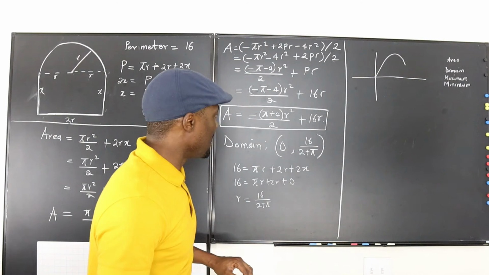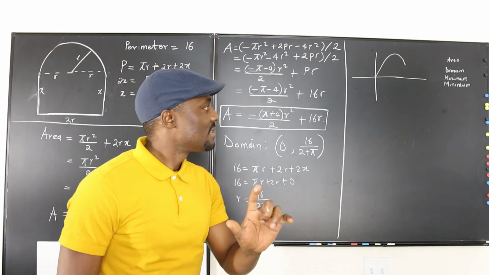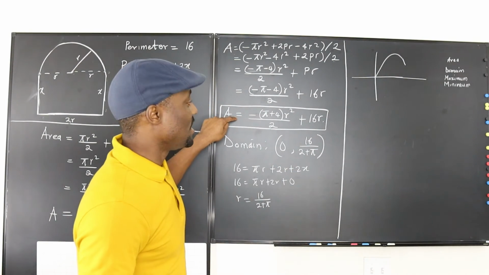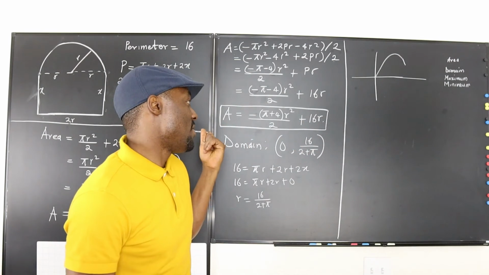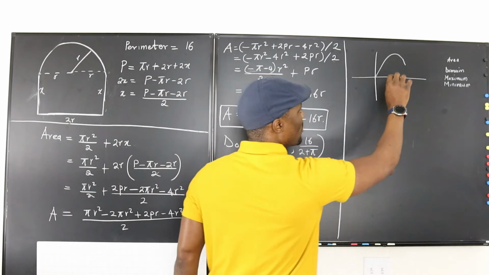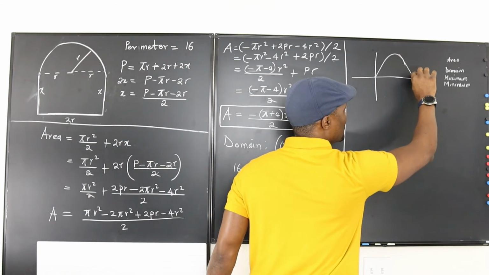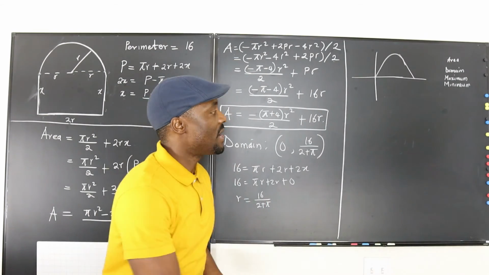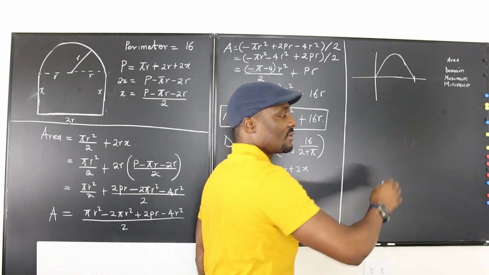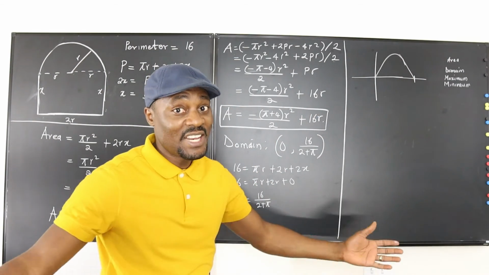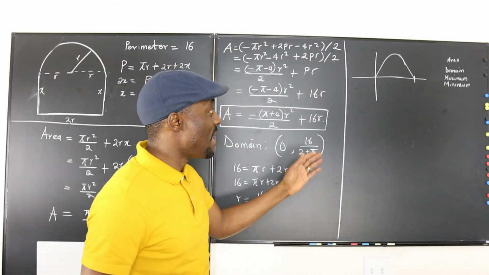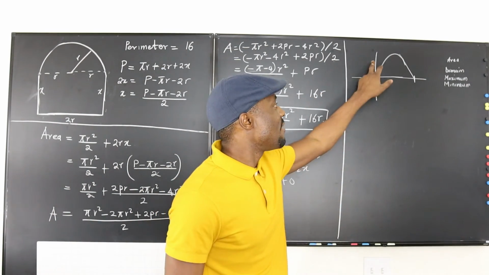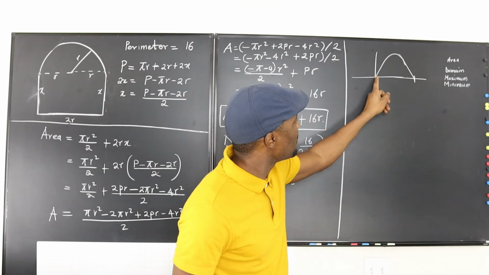Why? Because when the radius, when the area becomes 0, it means this expression becomes 0. I don't know what we're going to get, but let's say a quadratic, it goes back up and comes back down. Where does it come back down? Well, that's the end of it. Remember, that's the domain. So the domain of this whole thing, the area will not be negative, so it goes from here to here.